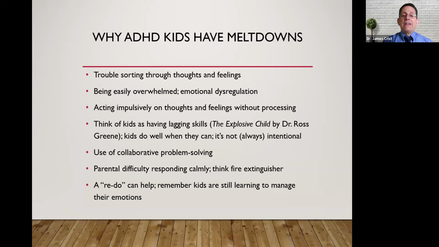Thinking of kids as having lagging skills. There's a book by Dr. Ross Greene that I would recommend if you have kids with meltdowns, and it's called The Explosive Child. And he says that kids do well when they can, all right? And it's not always intentional when they fall apart and misbehave or have a meltdown, temper tantrum, however you want to call it. And he recommends the use of collaborative problem solving.